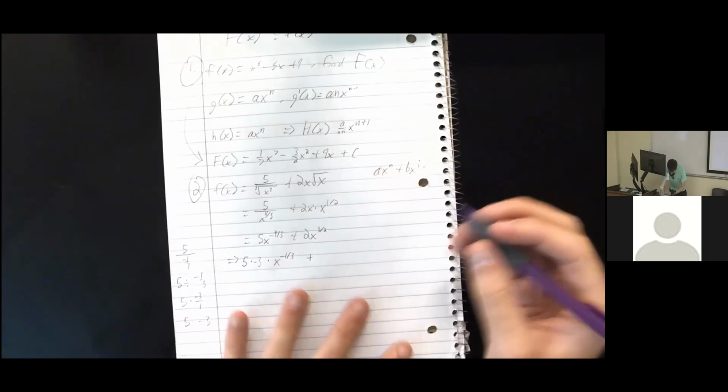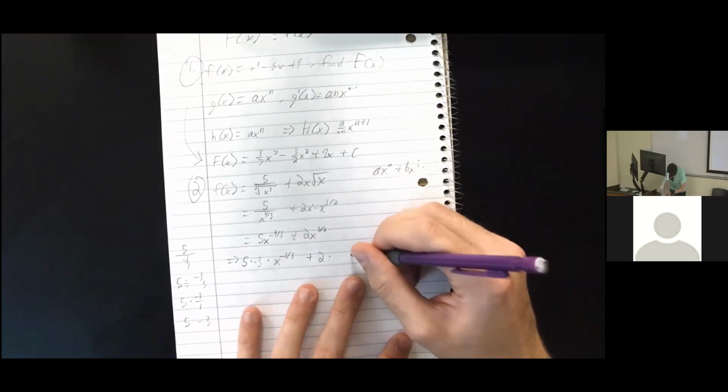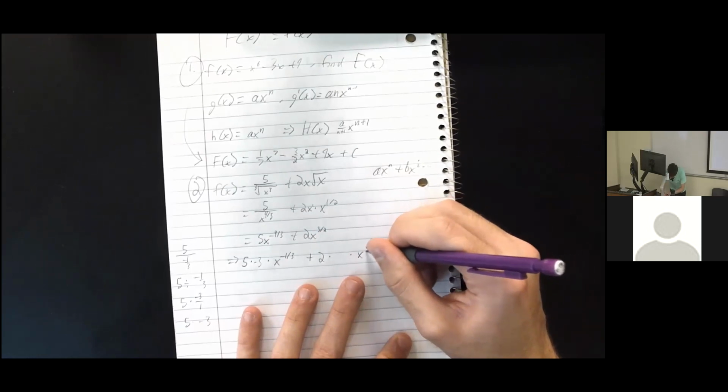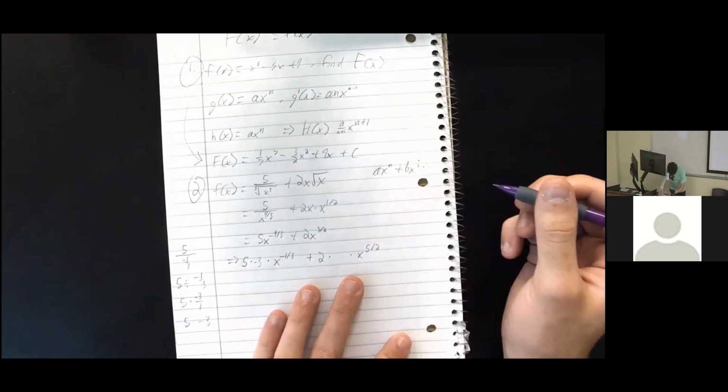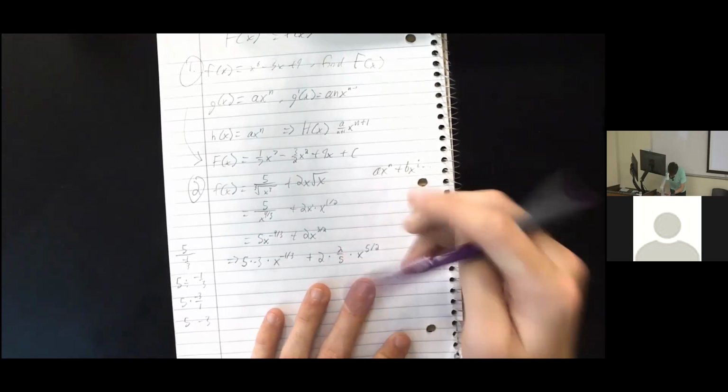We're going to do the same thing. That's our a value times something times x to the 3/2 plus 1, which is 5/2. And then we're going to multiply by the reciprocal of this, 2/5.